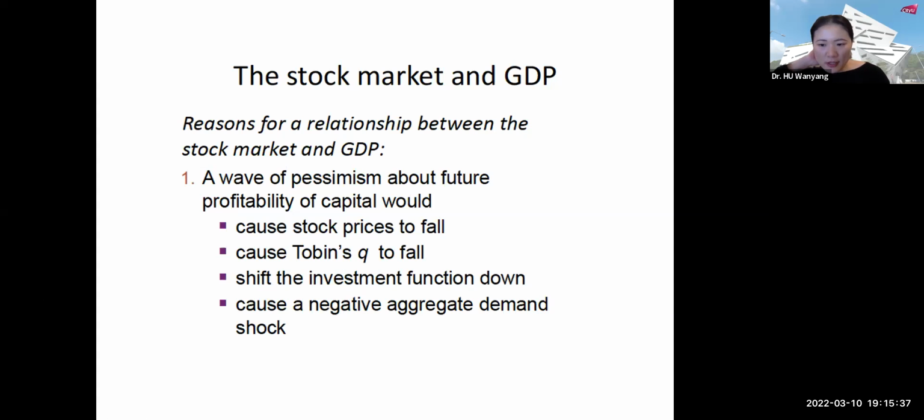So Tobin Q, we measure this indicator by the market value of a company divided by the asset replacement cost. So Tobin Q will fall, because now the stock price falls, meaning the market value of the company falls. The stock price is the numerator of this function, so the entire investment function will shift down.